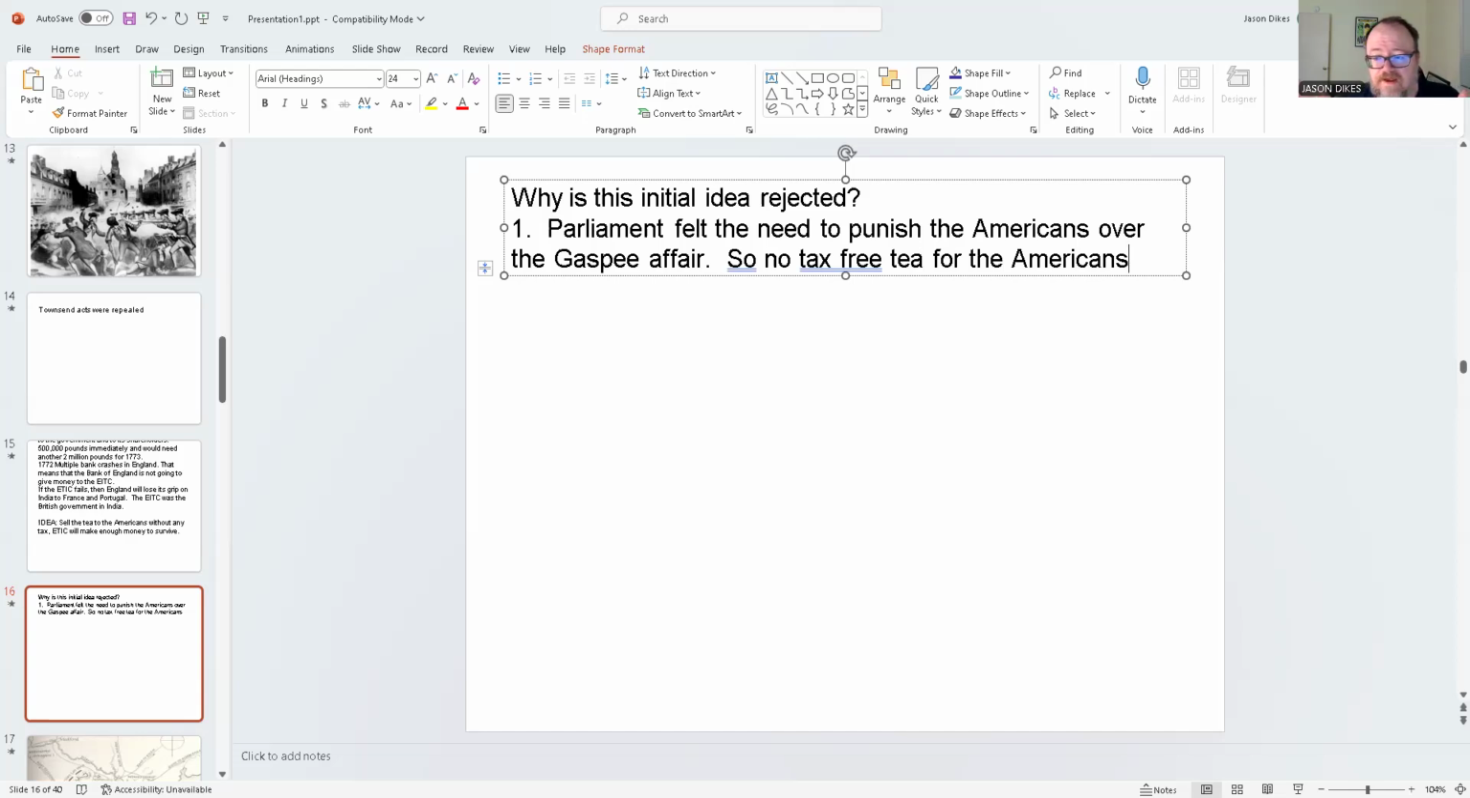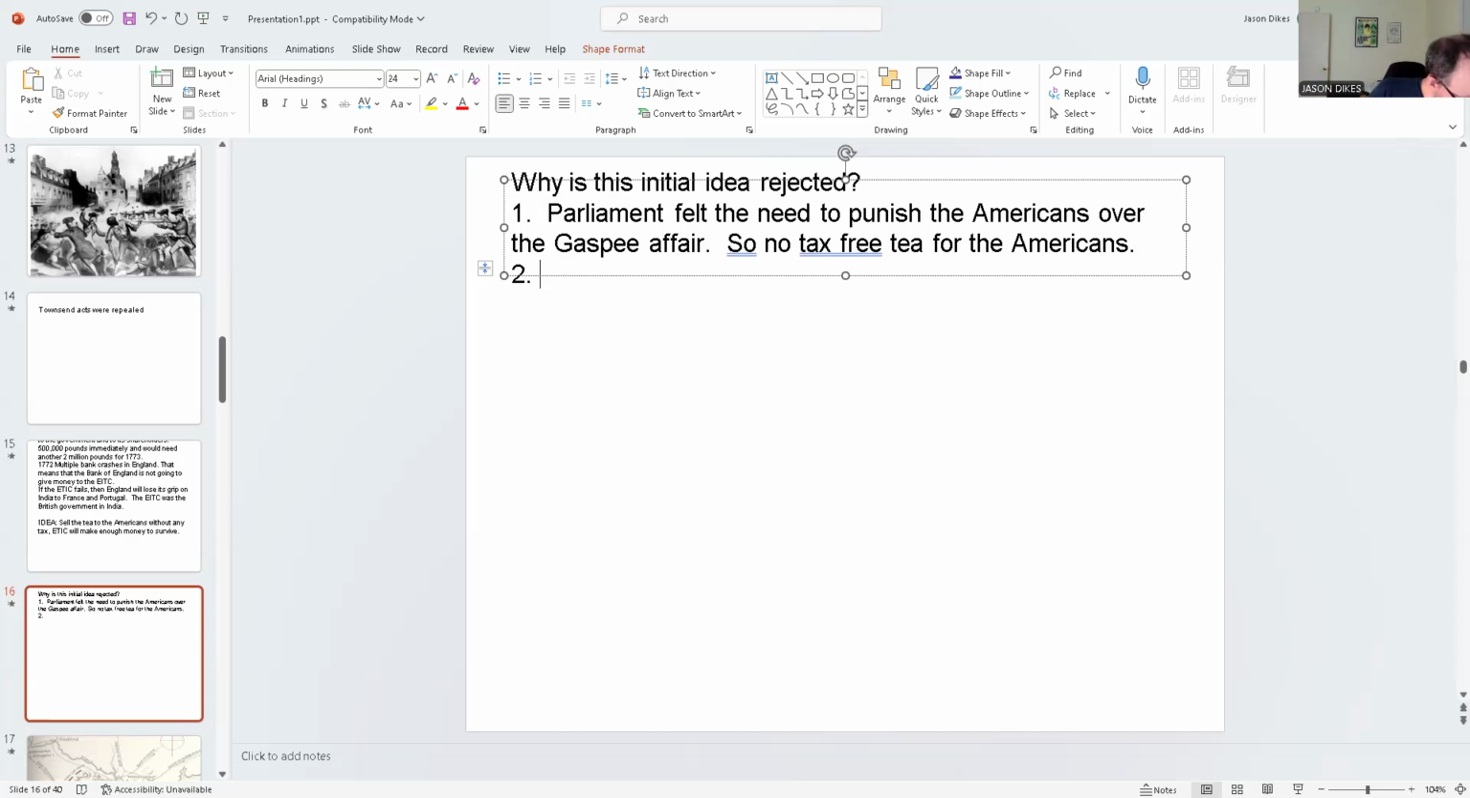We know who planned the attack on the Gaspee. It was a guy named Abraham Whipple and another guy named John Brown. But nobody would testify against them in Rhode Island, and Parliament was really kind of upset about the whole thing.